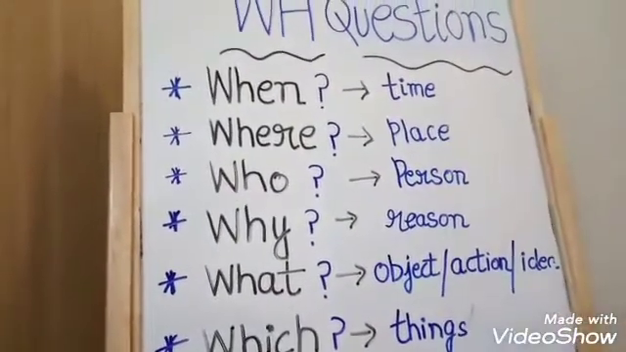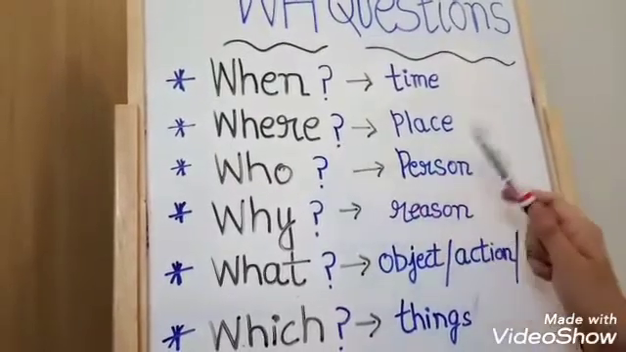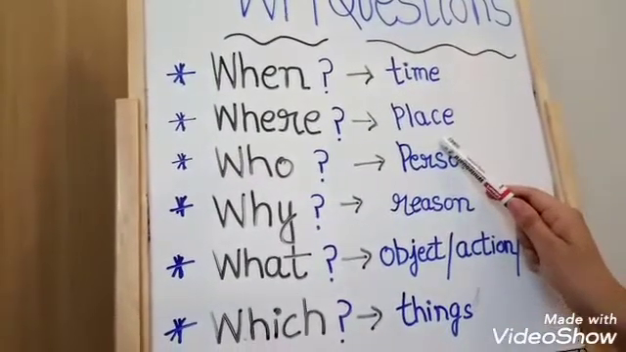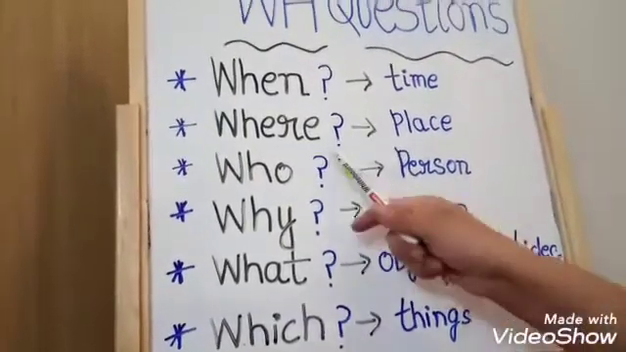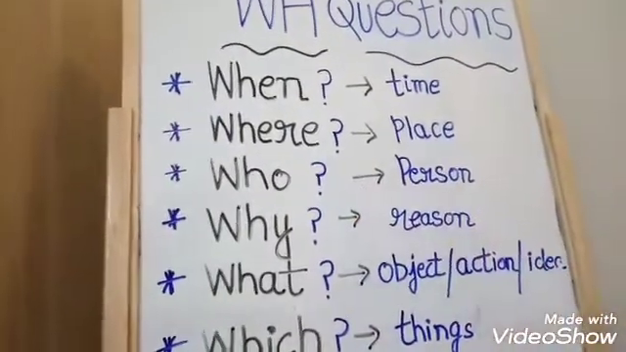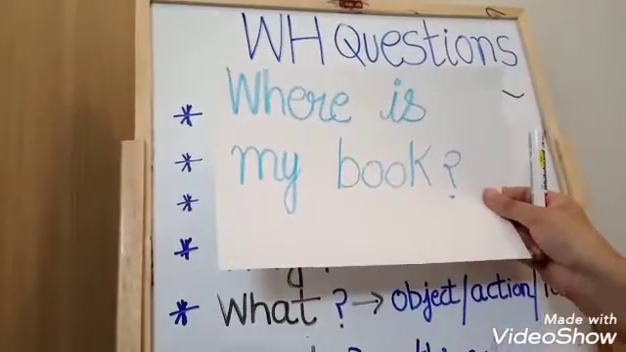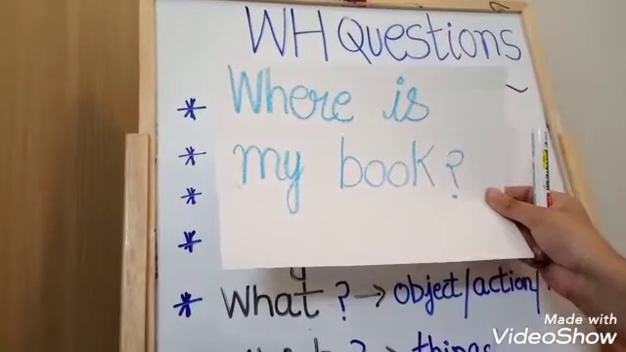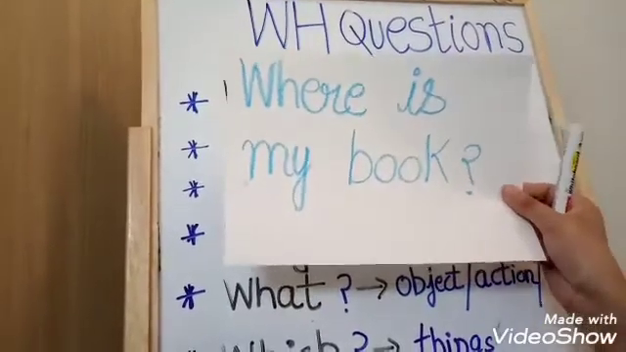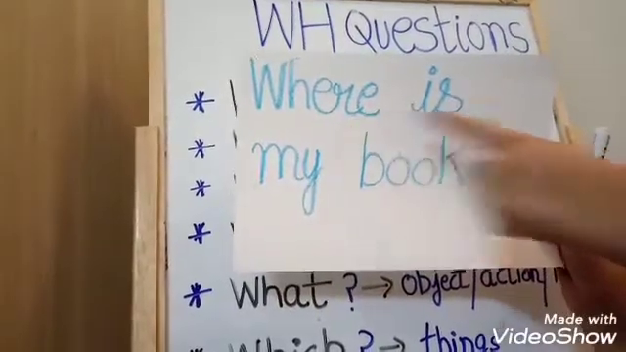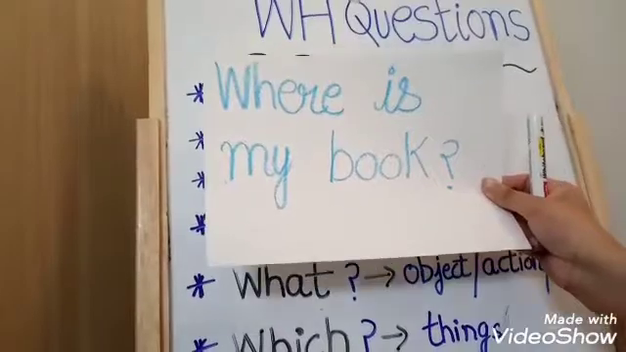Our next WH question is where. Where talks about the place. Whenever you want to know about the place, you always use where. For example, you may ask, where is my book? And the answer will be, it is on the shelf. So when you use the word where, you get to know about the place of the book, where it is kept.